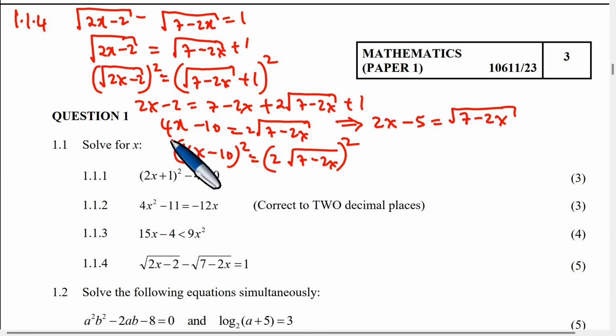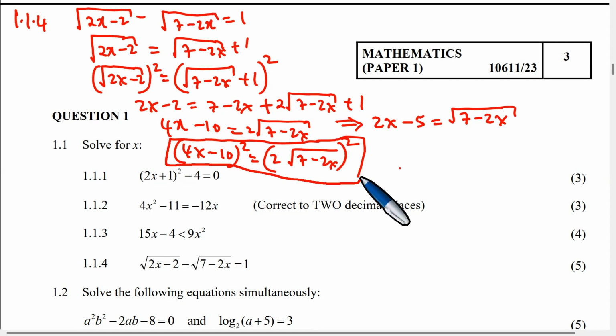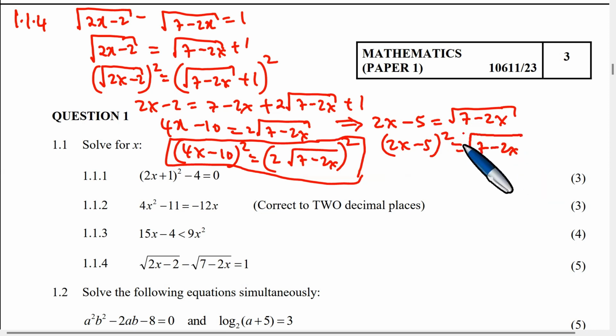So you have that. Now you can just keep this part here. And then at this point, you square both sides, which is 2x minus 5. You square this, you square this one. Which means at this point, you have 4x squared minus 20x. You square the minus 5, it becomes plus 25, which is 7 minus 2x.